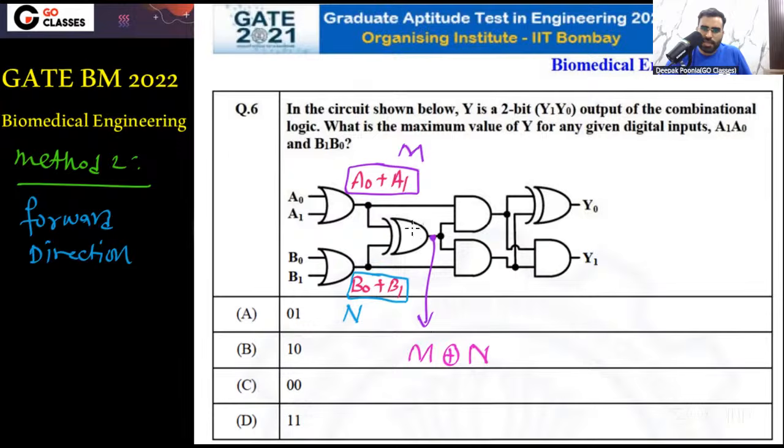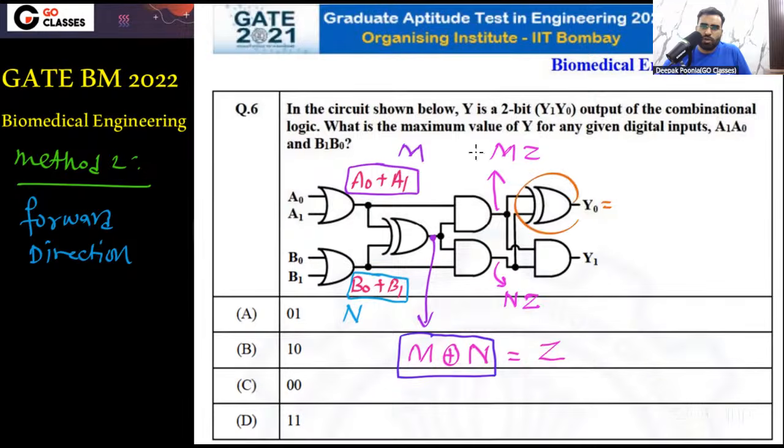Now you can see this XOR gate output is input to these AND gates. So let me again assume that this whole thing, M XOR N, is Z. I'm calling it Z because I don't want to write it again and again. Now you can see what is the output here. Here the output is basically MZ, correct? And what about this output? Here this is NZ.